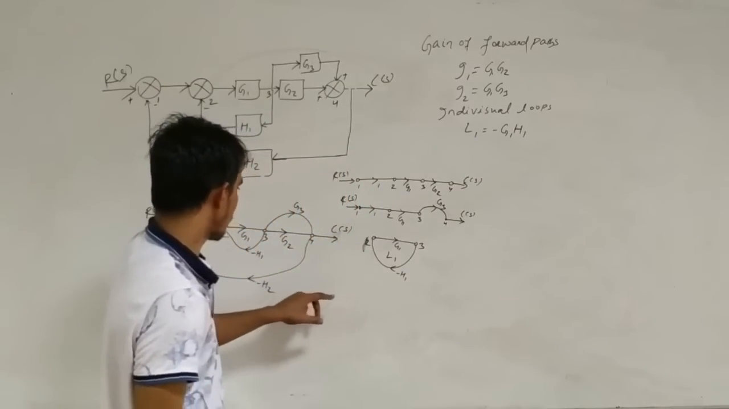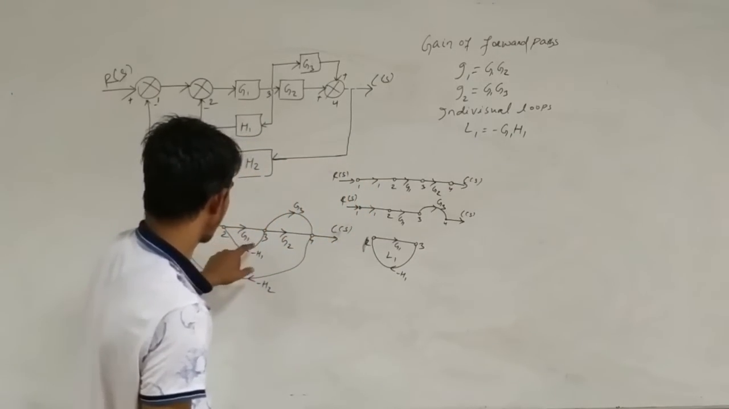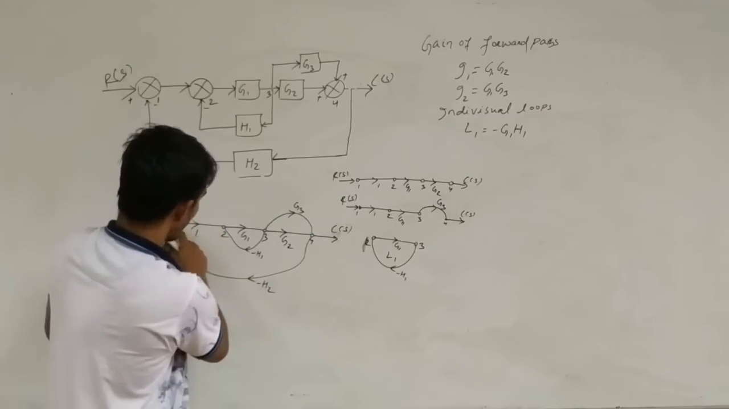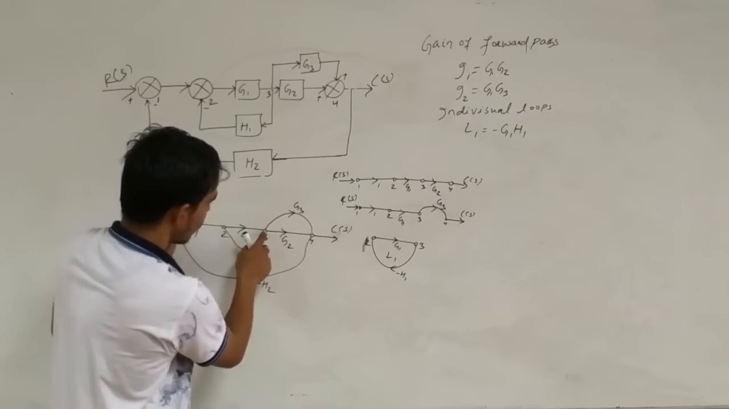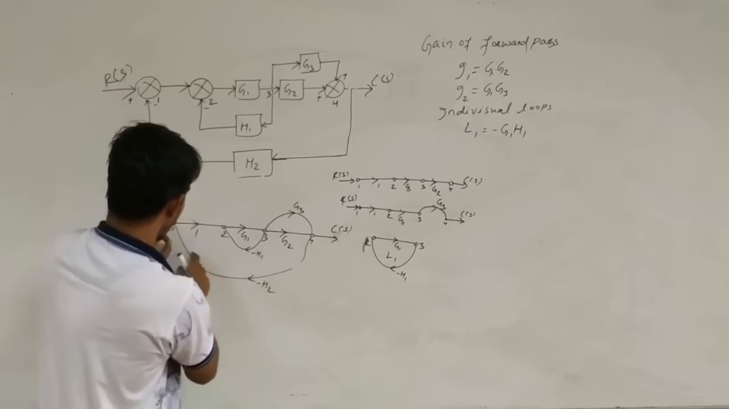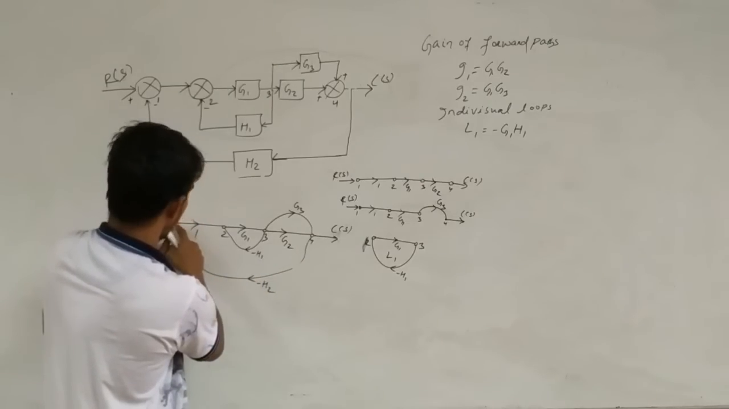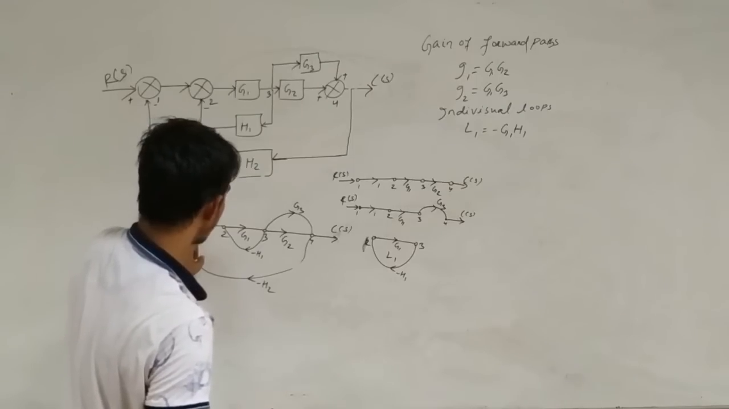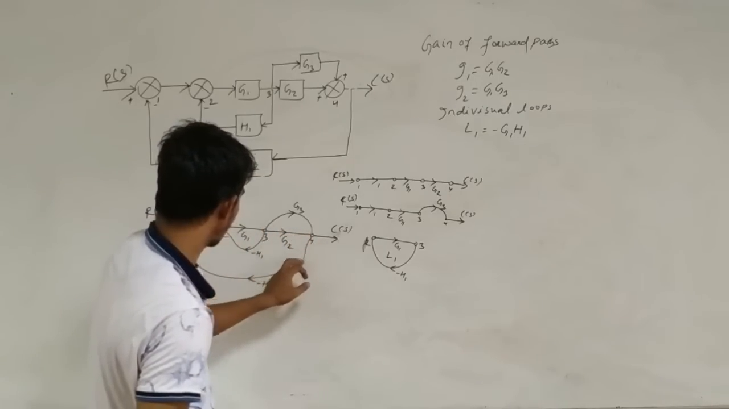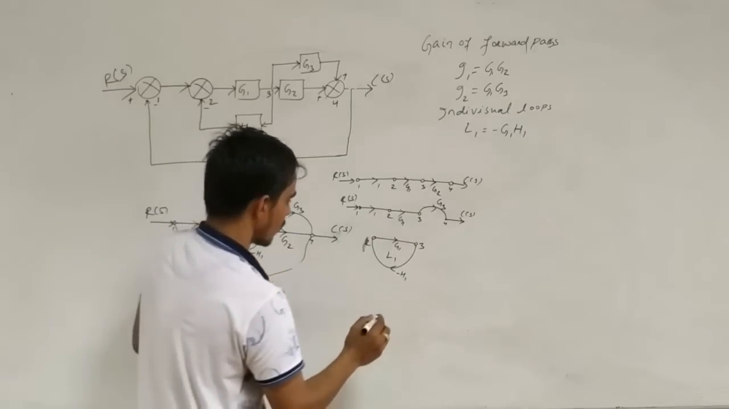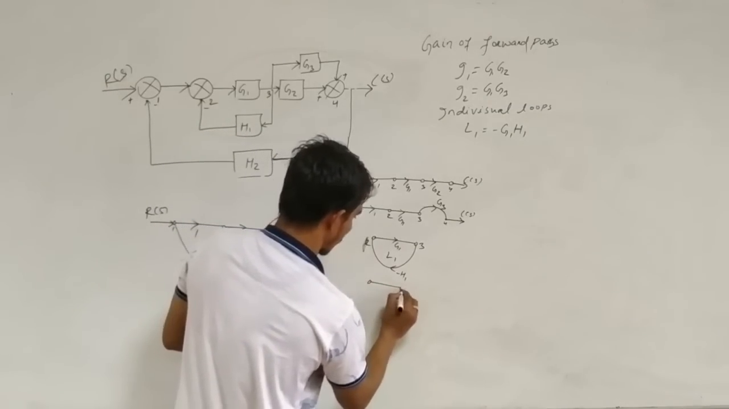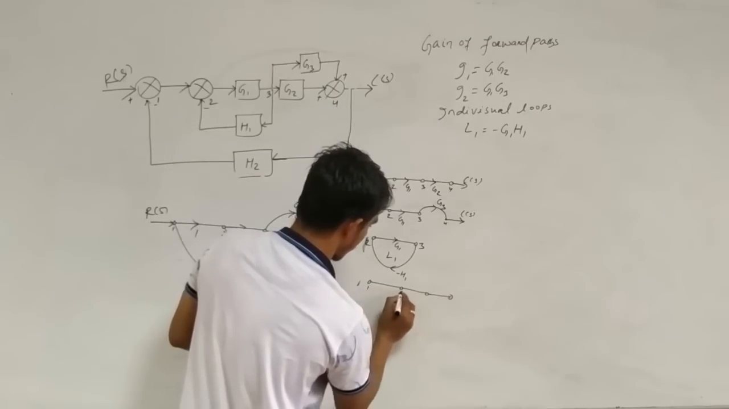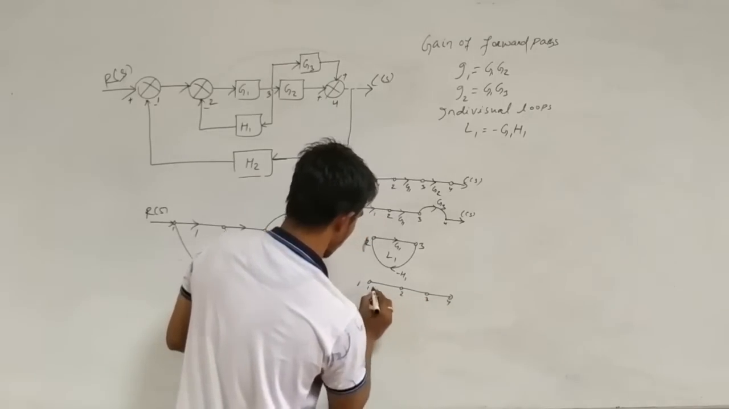Okay. Now any other loops? See, node 1, 2, 3, 4, then this one, again coming back to node number 1. So this can be a loop. See, this one: 1, 2, 3, 4.